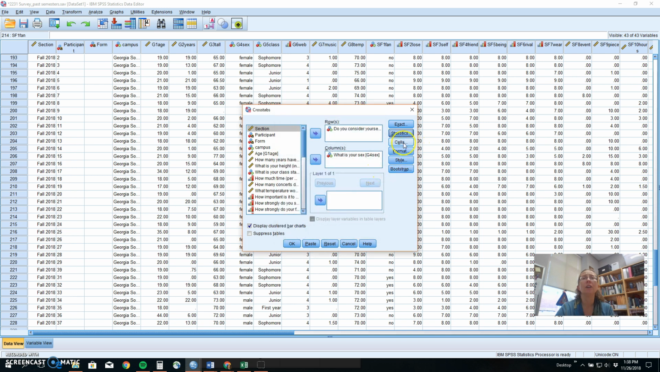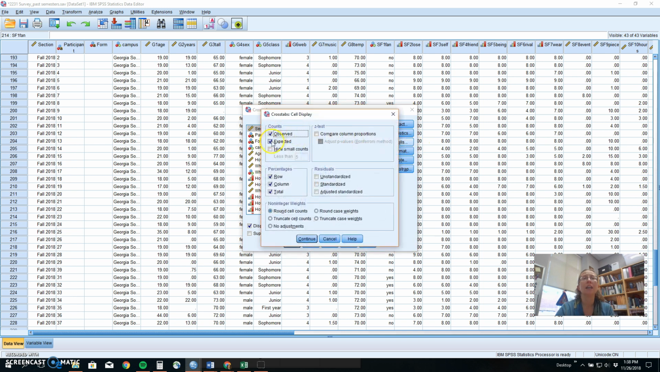We also want to go to cells and make sure that we have these boxes checked. When you first ask it to run a test, it will only have observed. We also want the expected values. What do we think was going to happen? And then the row, column, and total percents, so we can figure out how many people or what percentage or proportion of people actually picked that option.